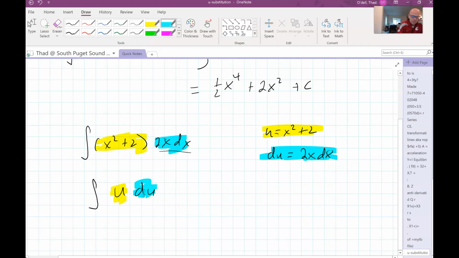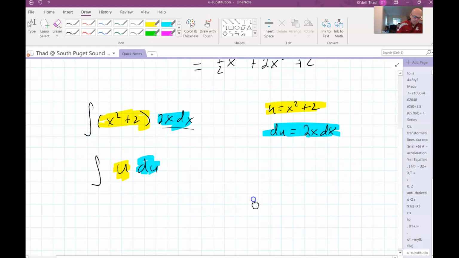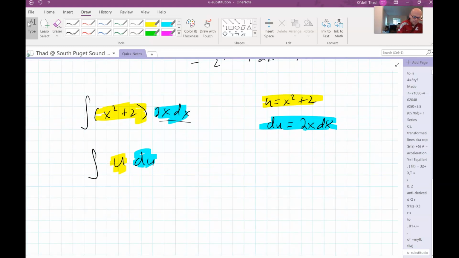And the key with u-substitution is the new integral that we write has to match the old one exactly. And then once we do that, of course, we can just integrate it, because the idea is we're going to make something that's simpler, or maybe even possible to integrate. So what's the integral of u du? That would have to be, I'm sorry, u squared with a 1/2 up front plus c.